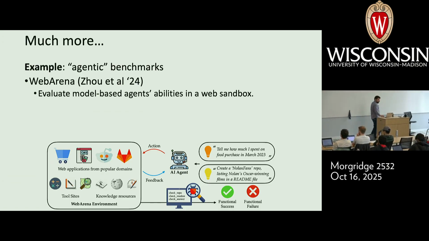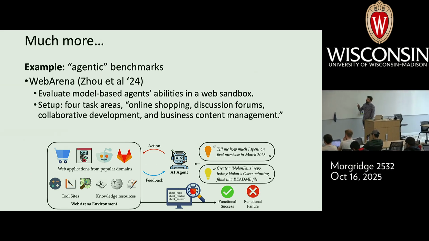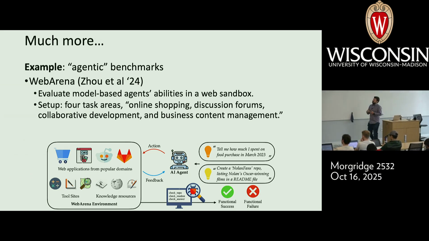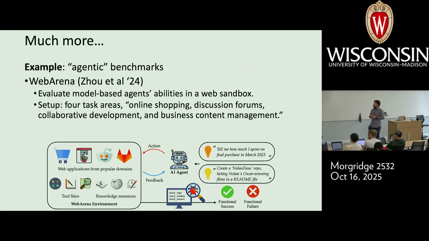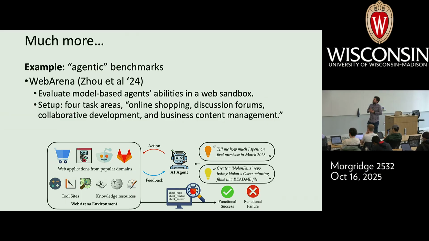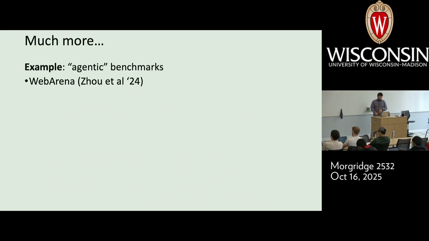We have a bunch of other things of this type. For Web Arena, it was mostly focused on a handful of things. So shopping, which makes sense if you want to build an agent that's a co-pilot for you and helps you do this kind of thing. Shopping is a good application. Discussion forum, development, business content. These are the typical domains that you'll see for Web Arena.